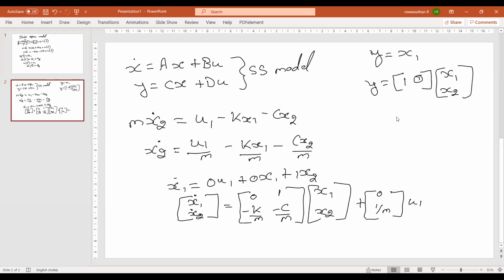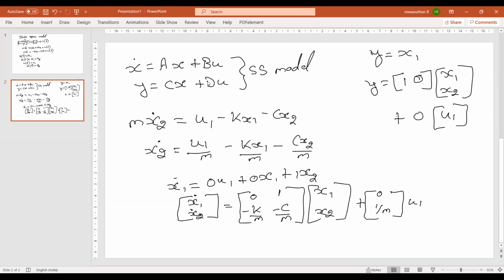And then plus what is D? D is 0 here, multiplied by u1. Okay, so this is 0. So y is equal to x1. This whole thing is just saying y is equal to x1. That's all. So this is how you write it in this form.